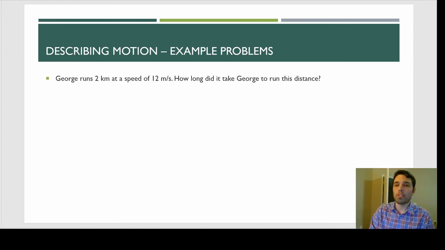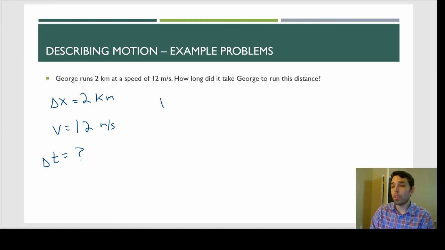Okay, so this time we're switching up a little bit. It gives us the displacement here. It's 2 kilometers, so let's assume he runs in a straight line, 2 kilometers. It gives us velocity at 12 meters per second. That's pretty fast. And then it says, how long did it take? So this time our unknown is our time. We're looking for t.